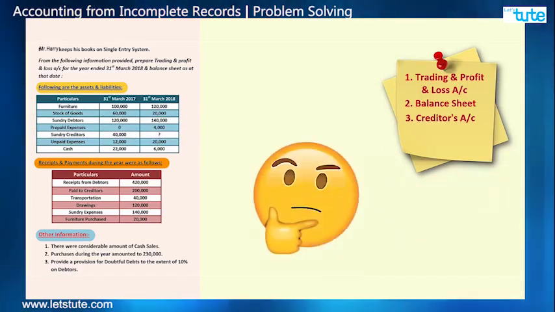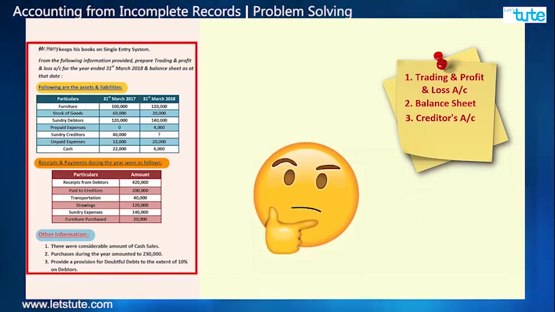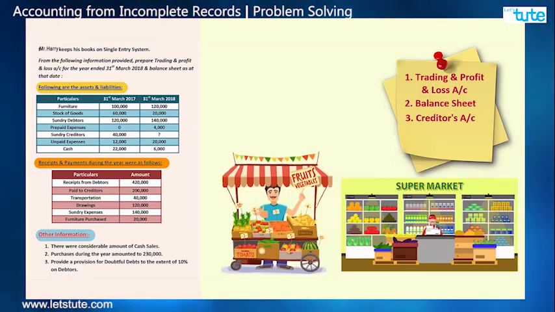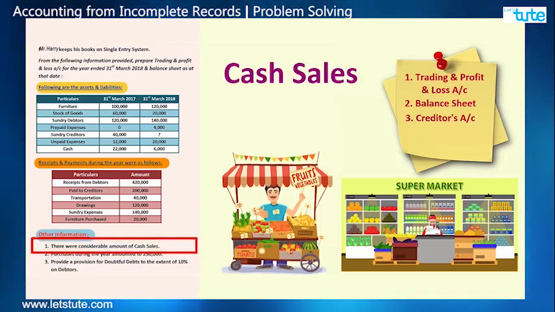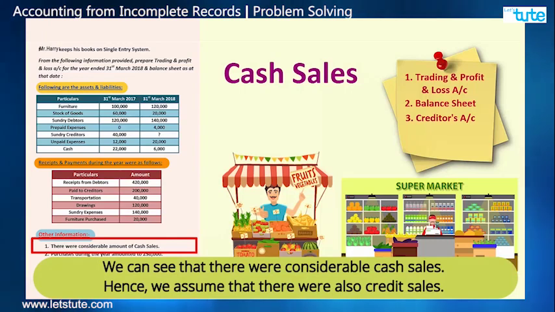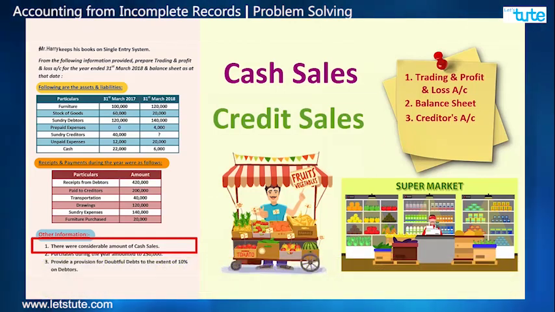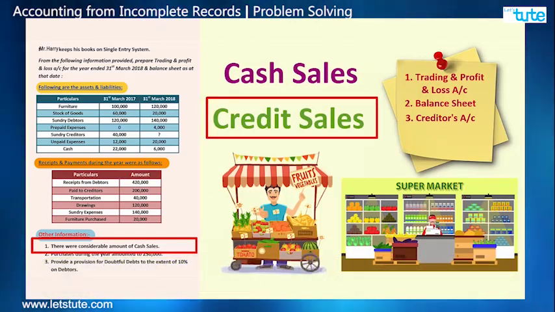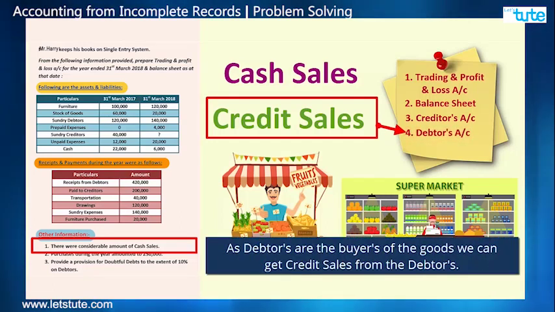Now if you notice here, we don't have the most important information which occurs in any business. Can you think? Yes, sales. The only information we have here is that there were considerable cash sales, which means there were cash sales and also credit sales. So now how to find out the credit sales? For that we will need debtors account, as the debtors are the buyers of the goods.